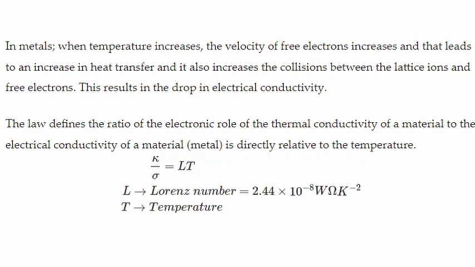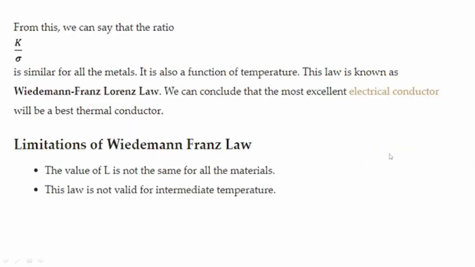In the Wiedemann-Franz law, the ratio of the electronic part of the thermal conductivity of a material to the electrical conductivity of a metal is directly proportional to the temperature. That means K by sigma is proportional to T, so K by sigma is equal to LT, where L is the Lorentz number. So from the Wiedemann-Franz law, we can say that K by sigma is similar for all the metals, and it is also a function of temperature. This law is known as the Wiedemann-Franz law, and we can conclude that the most excellent electrical conductor will be the best thermal conductor.